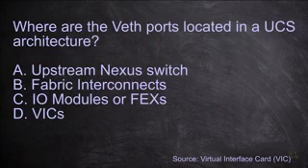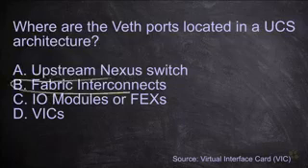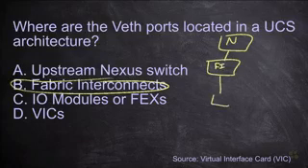Question 3. Where are the VETH ports located in a UCS architecture? The answer is B, fabric interconnects. Remember, in a UCS architecture, we have all of these components. We have a Nexus switch upstream, or maybe it's not a Nexus switch. Maybe it's not even a Cisco switch. That part's irrelevant. But then we connect down to the fabric interconnects. The fabric interconnects are going to connect through an I/O module if it's a blade chassis. It might be a FEX if it's a rack mount server.